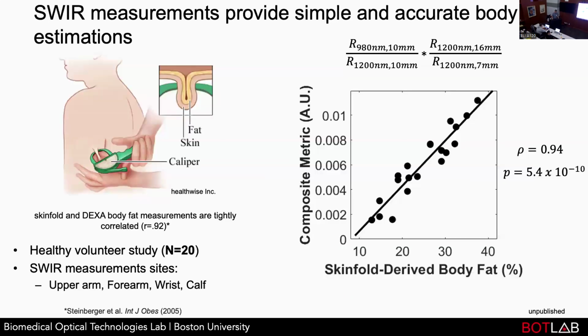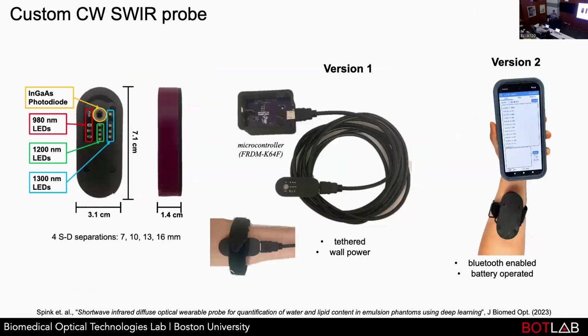For the wearable, could you explain why the choice was made to have multiple sources instead of multiple detectors? Because I feel like that would take more time, having multiple sources.